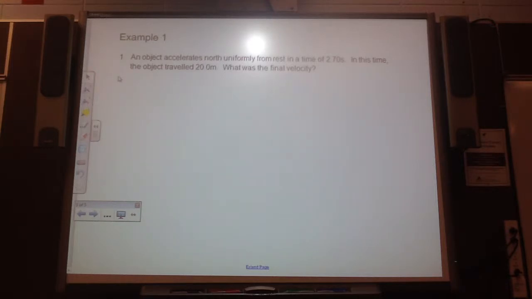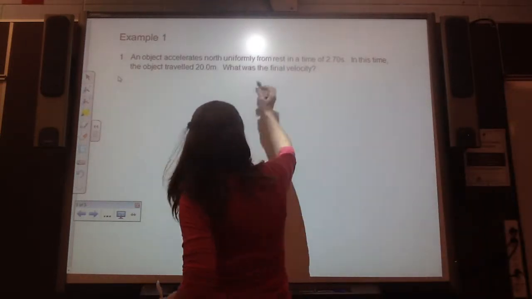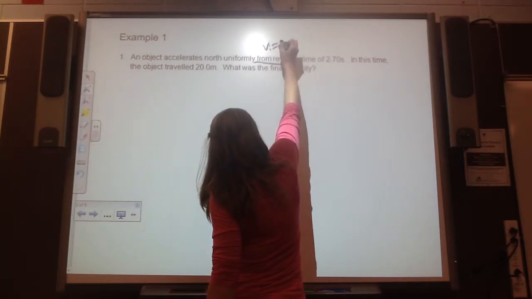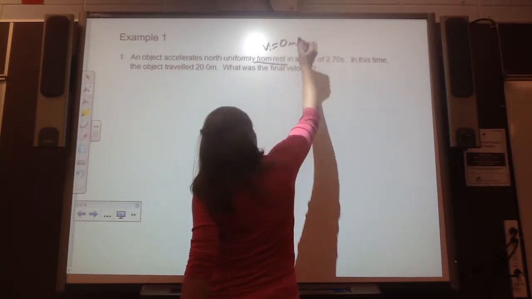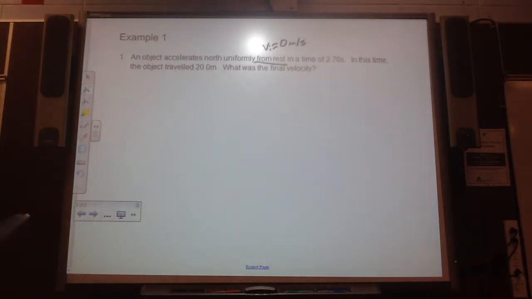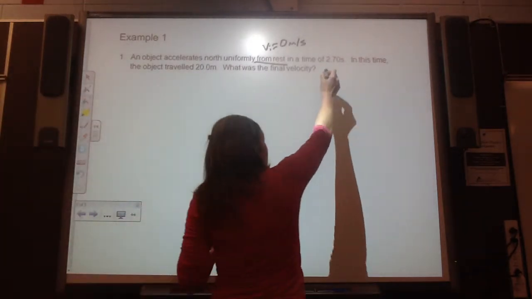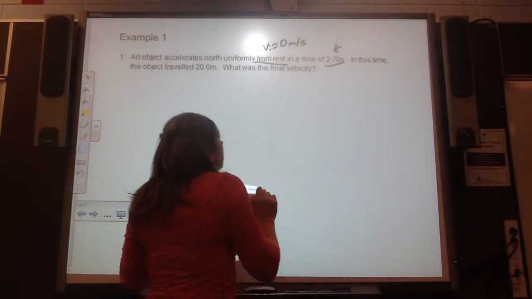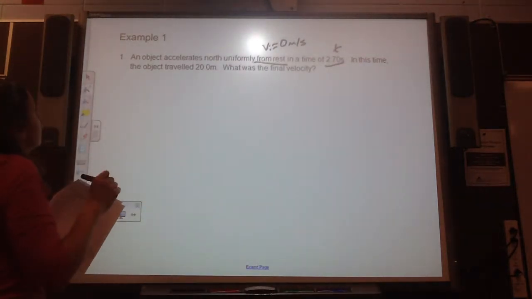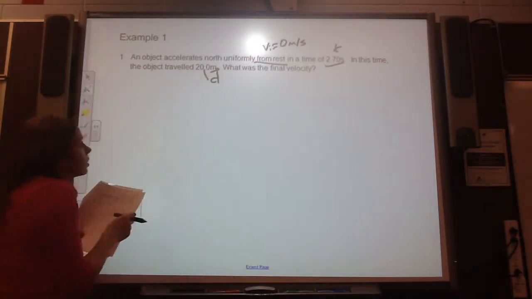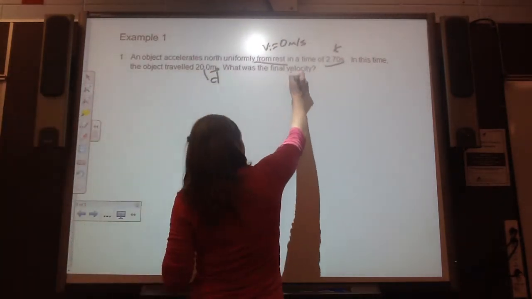Okay. So, an object accelerates north uniformly from rest. Every time you see from rest, you know that your initial velocity is equal to 0 meters per second. Okay? So you definitely know your velocity initial. And the time, okay, this is my t. In this time, the object travels displacement, 20 meters. What is the final velocity? Vf.